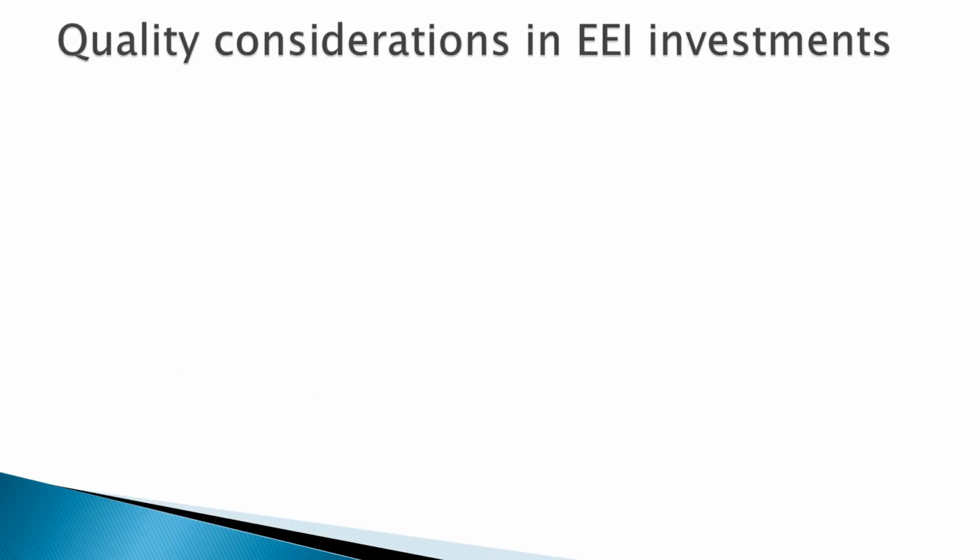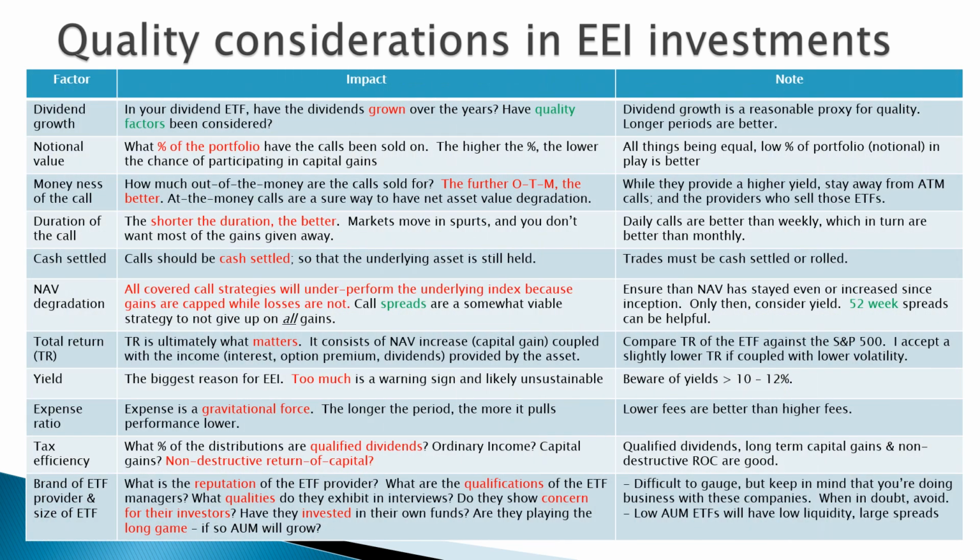Let's look at the considerations for quality when evaluating enhanced equity income investments. These are at a minimum the things I look for when I'm considering adding an ETF to a portfolio or determining positioning size for an existing ETF. So if the ETF is a dividend growth one, and as a reminder, the only one that I own is SCHD, the thing to look at is: have the dividends grown over the years?